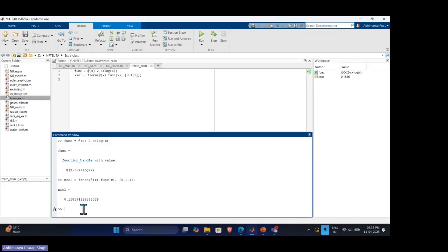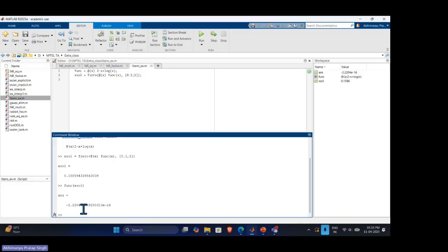0.158. Okay. If I put that in this function, so if I calculate the function value at the solution, I get a value that is close to 0 only. Okay. Yeah, so we saw fsolve and the use of fzero. fzero is for nonlinear single variable root finding, and fsolve is nonlinear multivariable root finding. Okay.